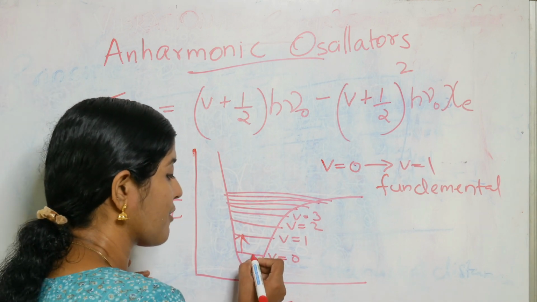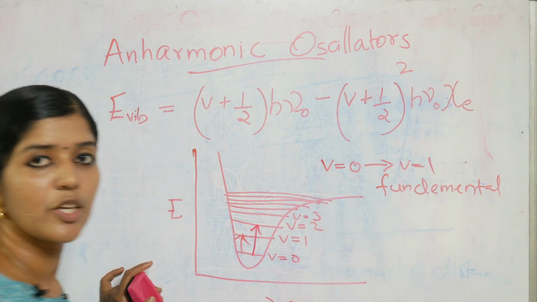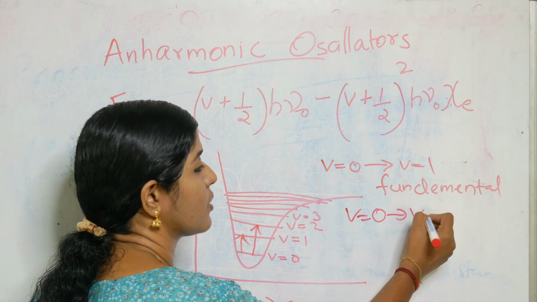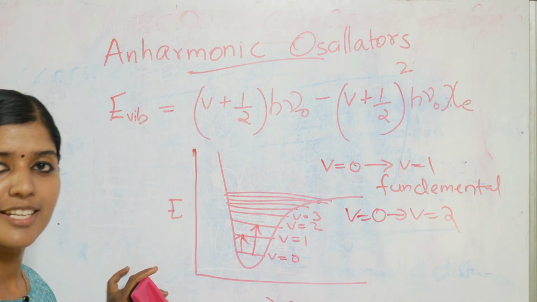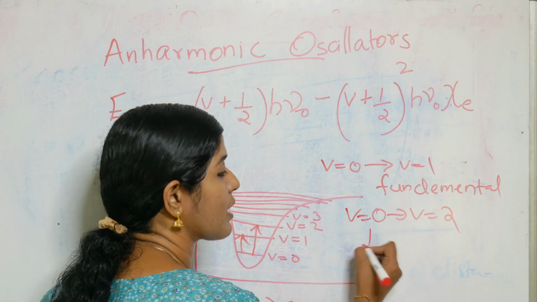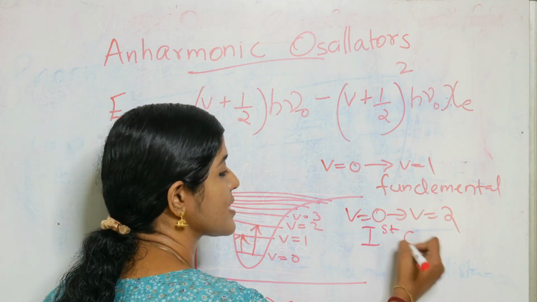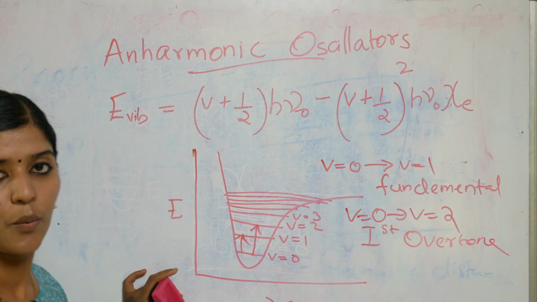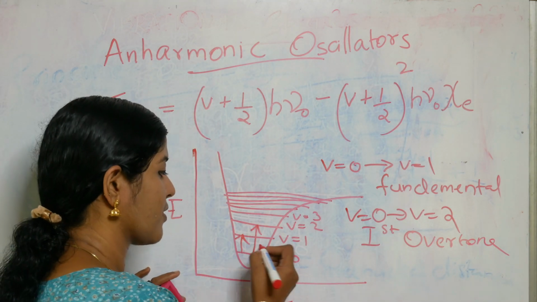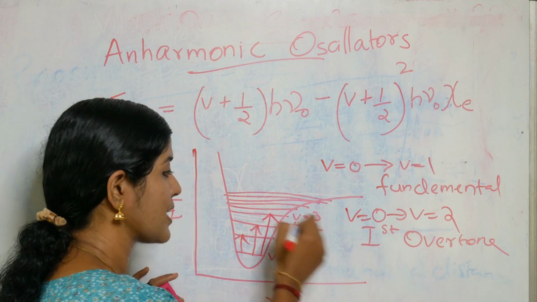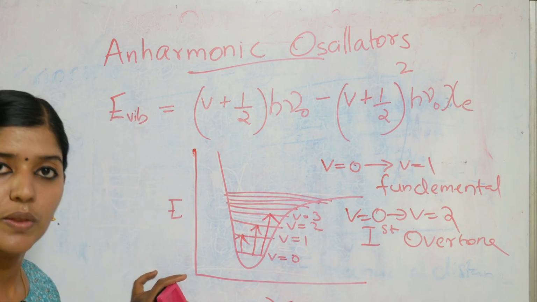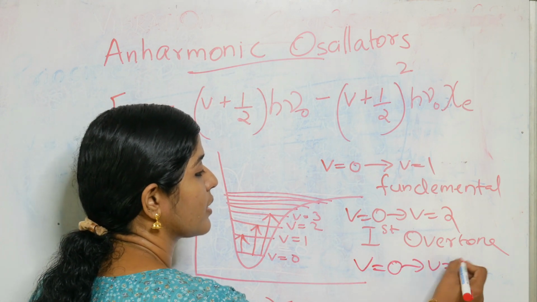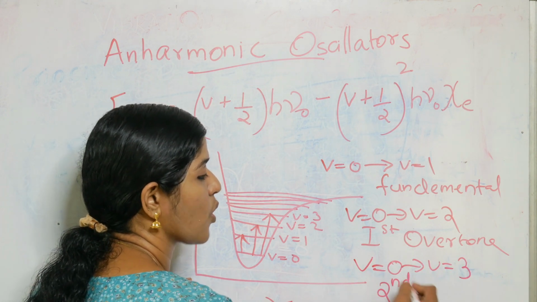Now the transition from V equal to 0 to V equal to 2. That is called our first overtone. Fine. Now the next transition, that is from V equal to 0 to V equal to 3, you call it the second overtone.